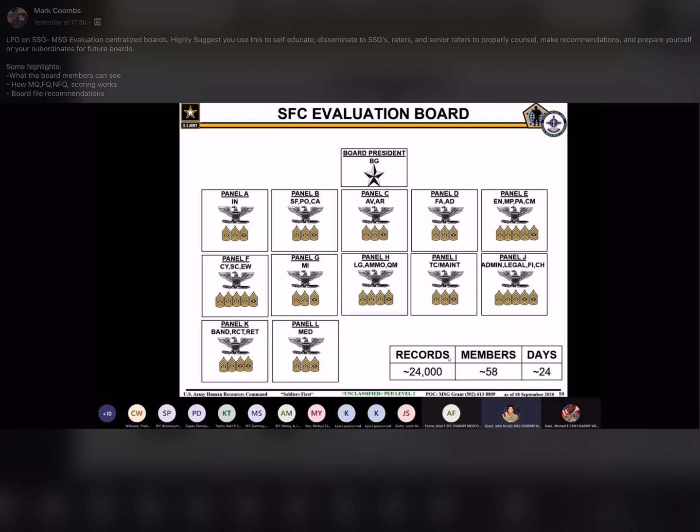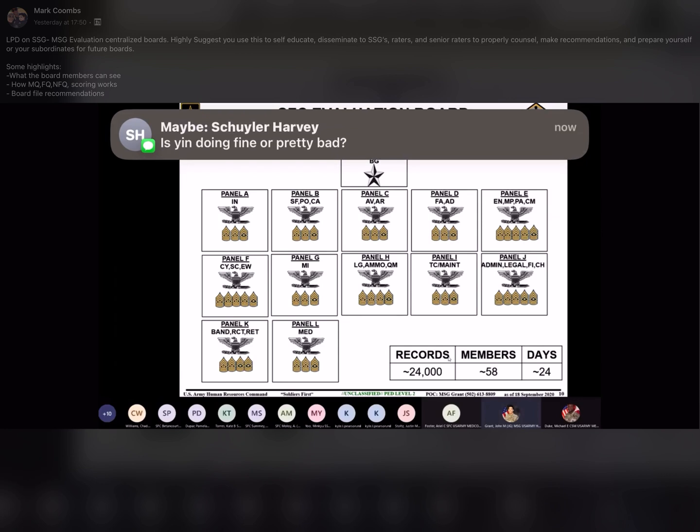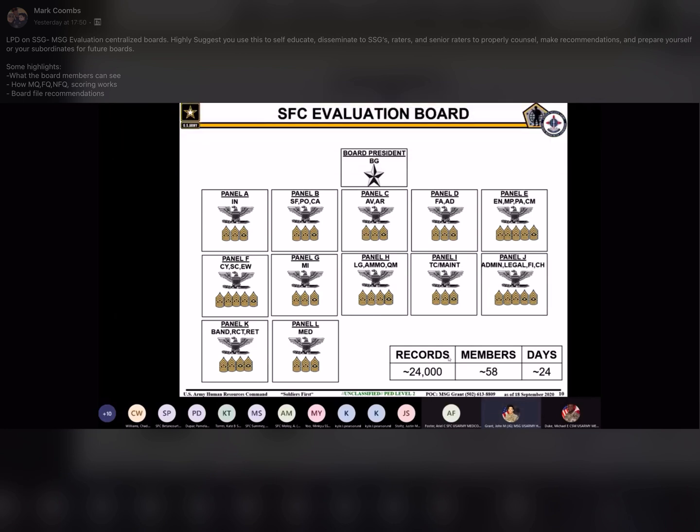So if you're an infantry soldier and you're getting looked at by the Sergeant First Class Evaluation Board, your file will be seen in panel Alpha and panel Alpha only. You will not have a sergeant major from any other MOS or any other panel reviewing your file. Only the 4 individuals in that panel will look at your file. Okay. For some panels, it's a little bit different.